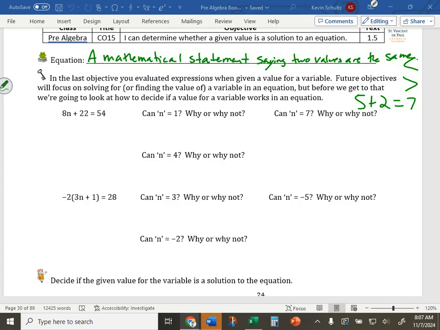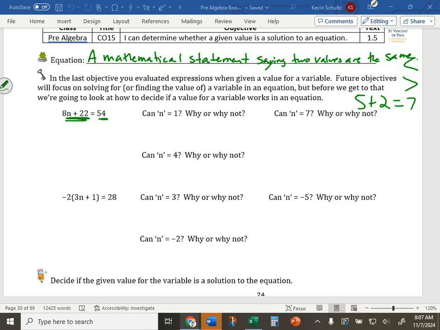So when we look at this first equation, 8n plus 22 equals 54, we're saying that this value, 8n plus 22, is the same as 54. Okay? And starting tomorrow, or Monday, your job is going to be to figure out what value for the variable makes this the same as 54. Okay? Can n be 1? Why or why not? How do we answer that? How can we figure that out? Can n equal 1 here?